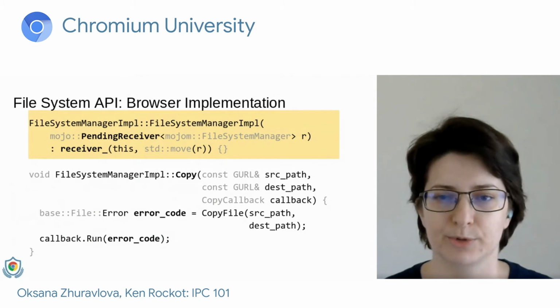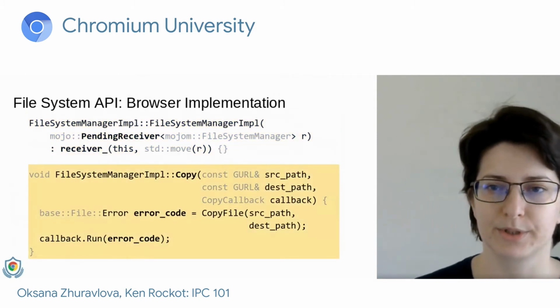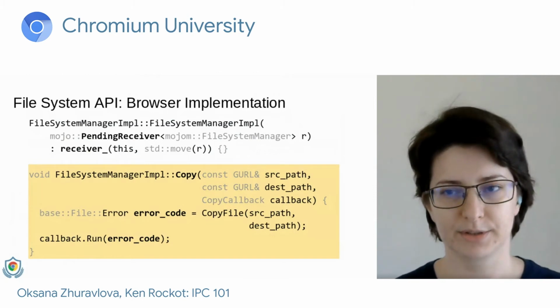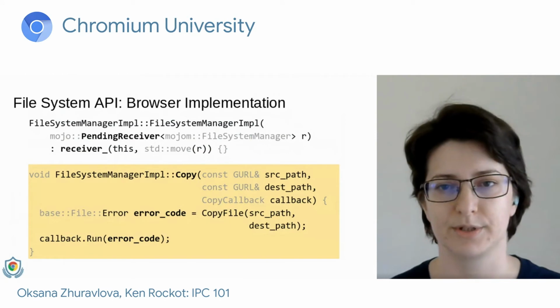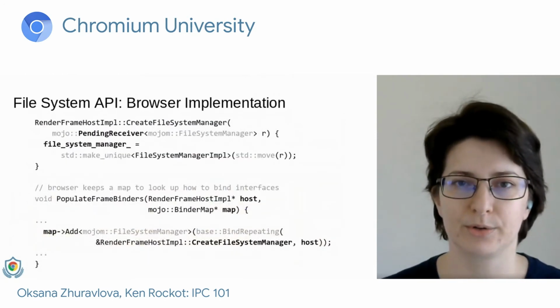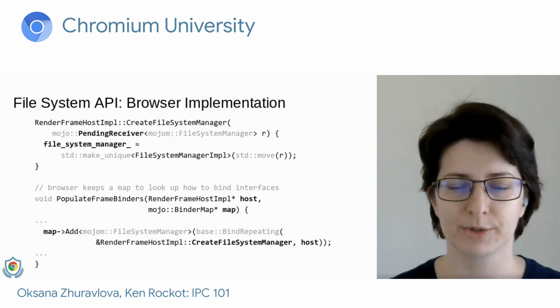We also need to implement the copy method. For example, we can call some other code to copy the file and get a result, and then this result is passed to the callback, which will run in the renderer. So at this point, our file system manager implementation knows what to do with the pending receiver, but where does it get one?